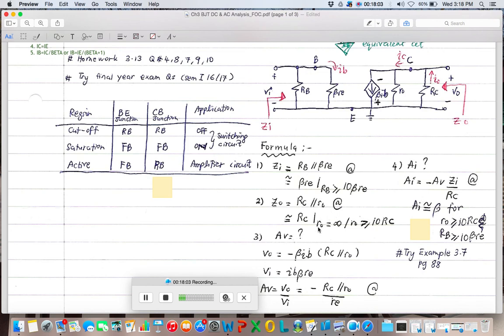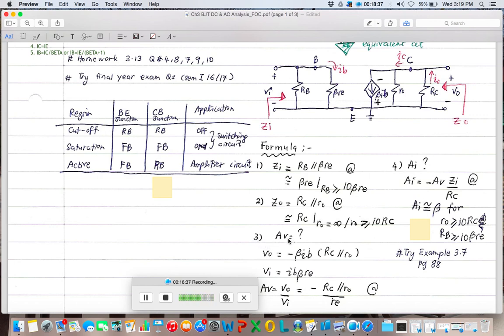It's the same reason why Z naught only sees RC: because R naught is too big. So the current doesn't want to flow through R naught. The current just passes without going through it. Okay. So the IC will go straight towards the independent current source. Okay, that is the Z naught explanation.